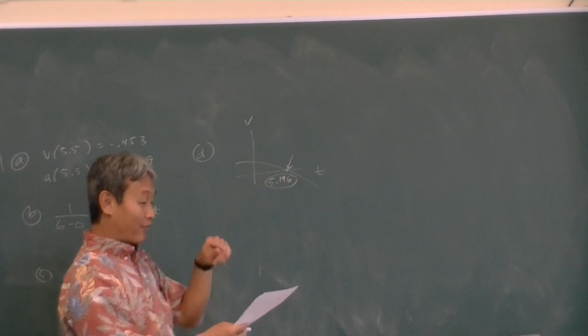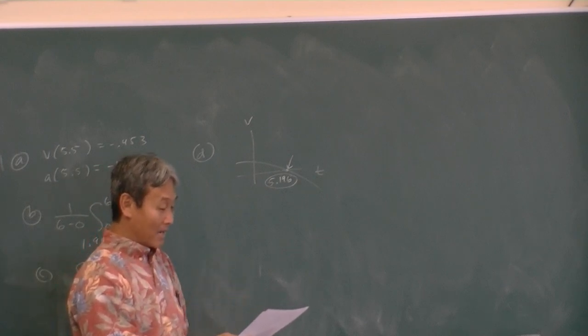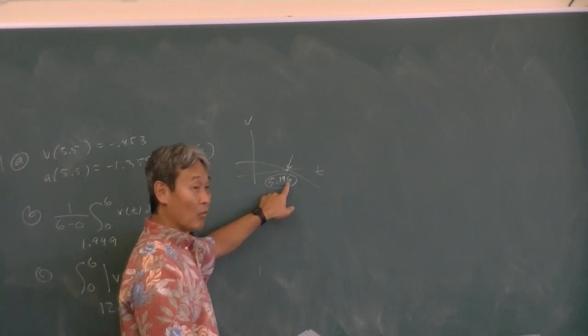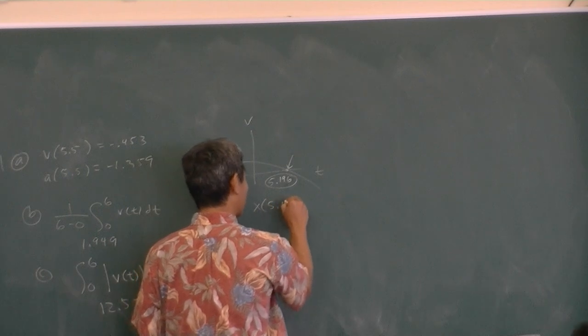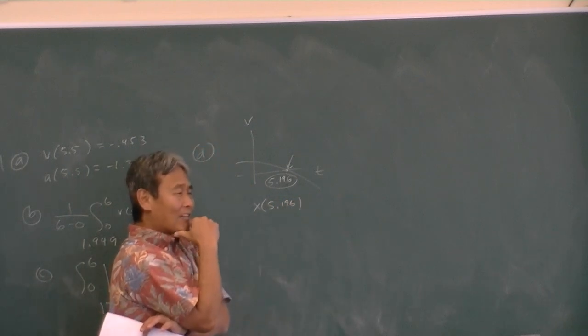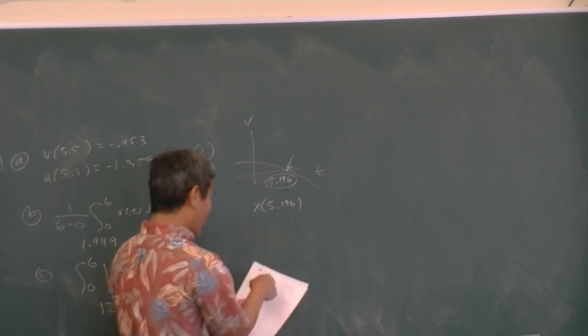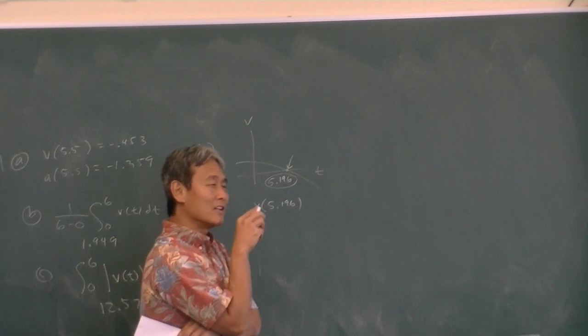Now, it says find the position of the particle at that time. At this time, what is the position of the particle? So this is what they want you to find: x of 5.196. Now, how can I do that? We know the velocity. They gave you the equation for the velocity. If you know the velocity, how do you find position?